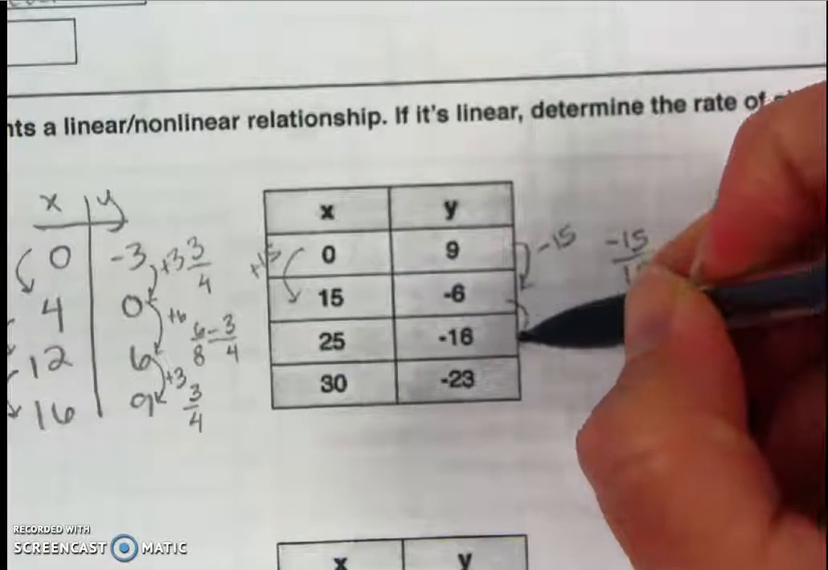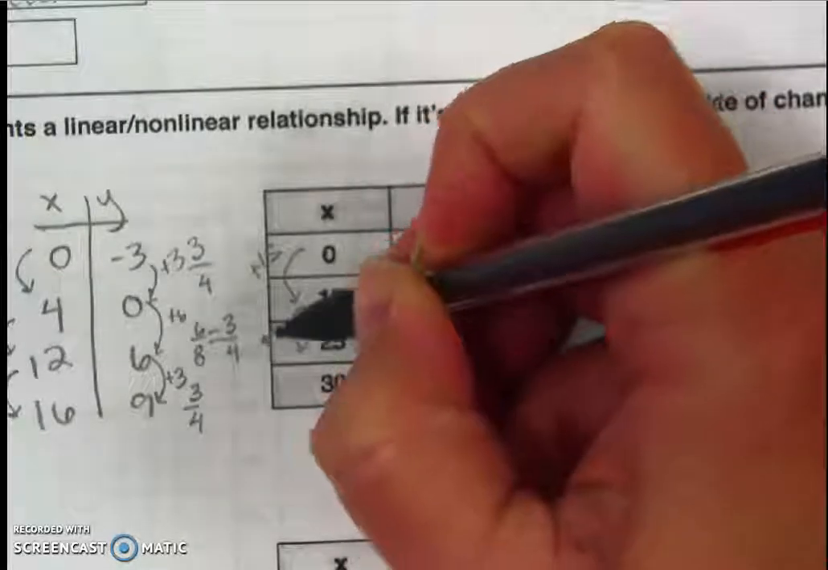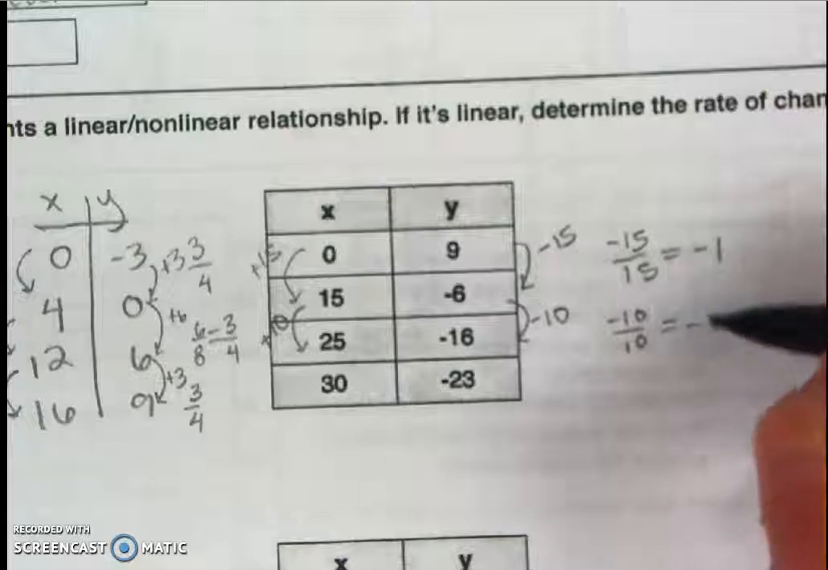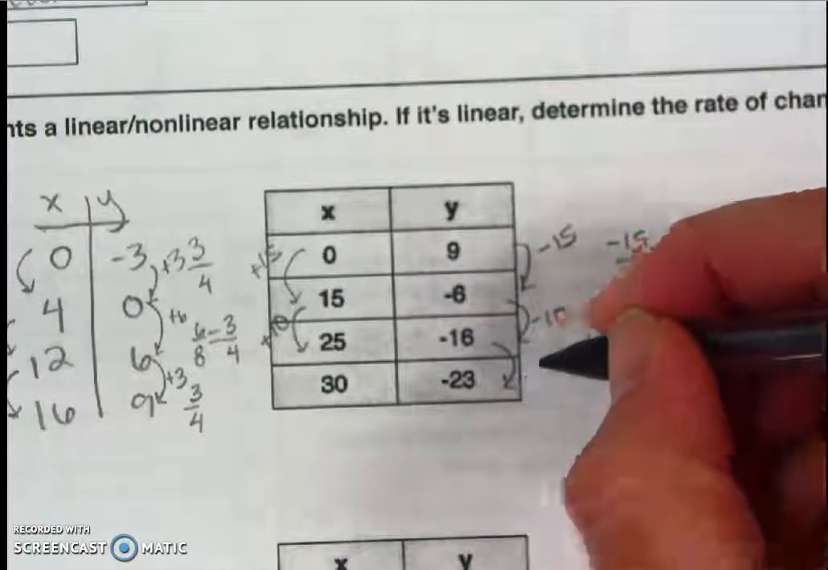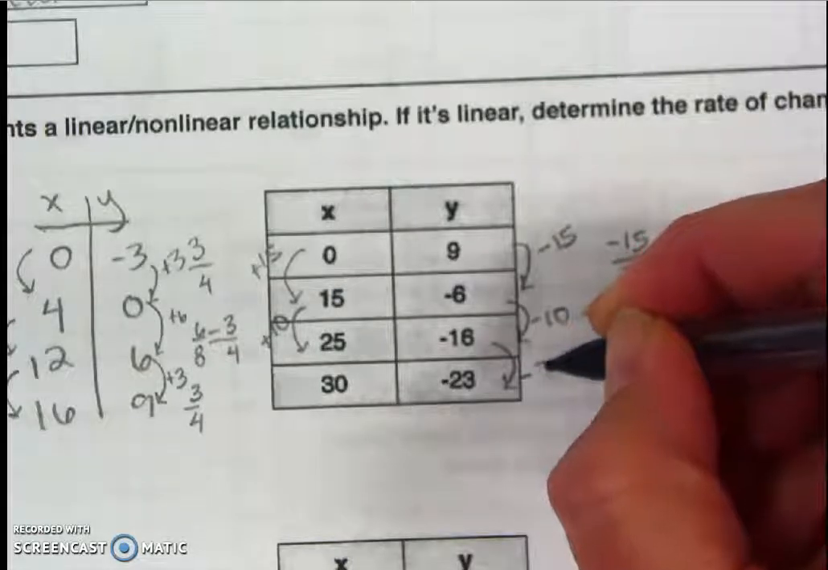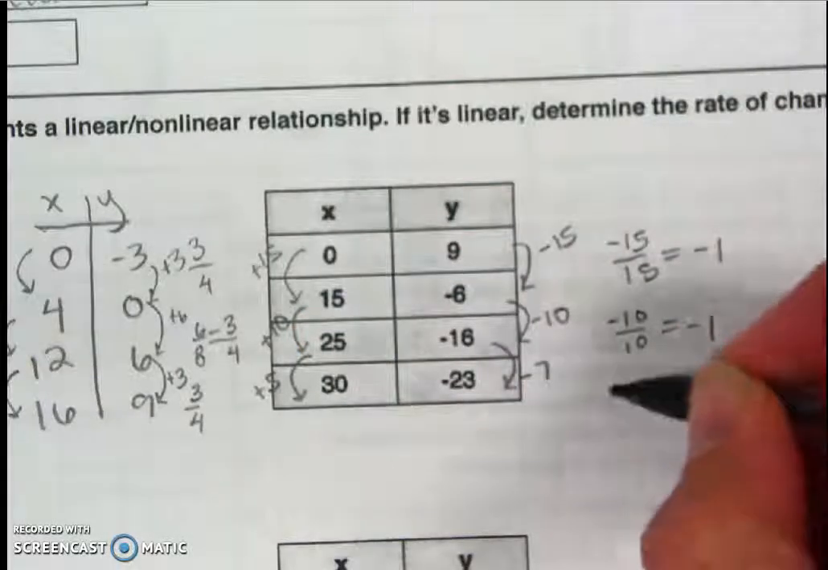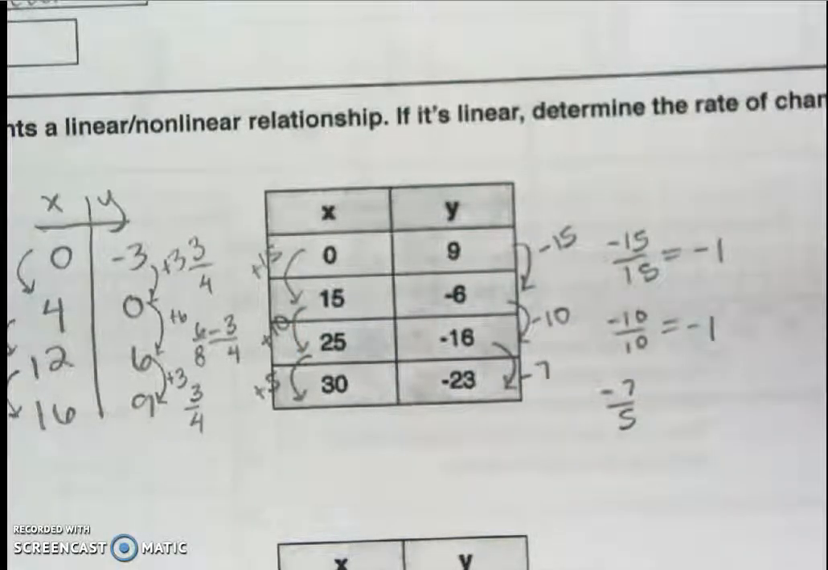From -6 to -16, they took away 10. From 15 to 25, they added 10. And so that would be -10 over 10, which is -1 again. All right, let's check the last one. From -16 to -23, they took away 7. From 25 to 30, they added 5. So that one would be -7 over 5, which is not equal to the others.